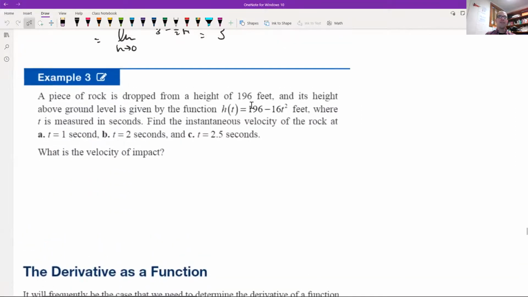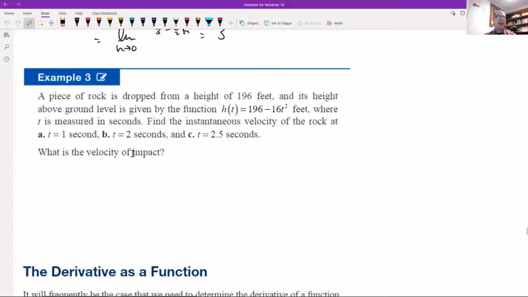Example number 3, I've left blank, and honestly, I don't even really want to do it, but I left it there to motivate the next part. Let's read it. A piece of rock is dropped from a height of 196 feet, and its height above ground level is given by this function. Again, a quadratic function, where t is measured in seconds. Find the instantaneous velocity of the rock at t equals 1, at t equals 2, and t equals 2.5. And then, what's the velocity of impact?